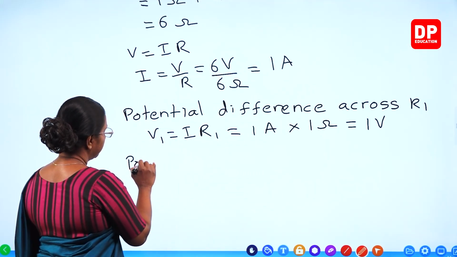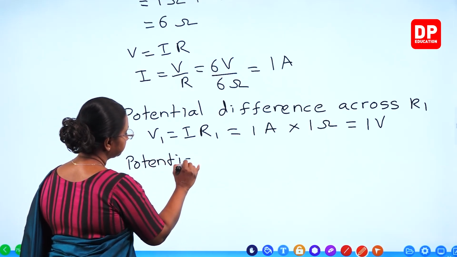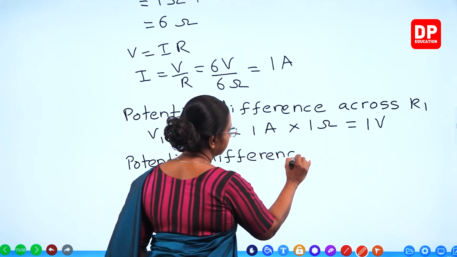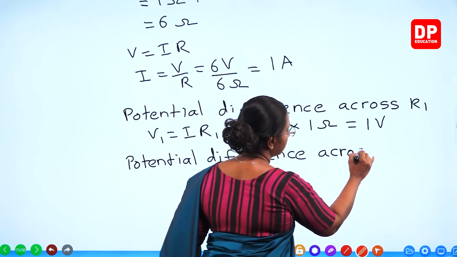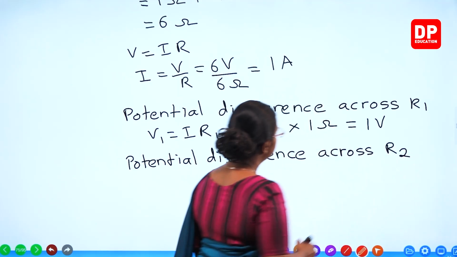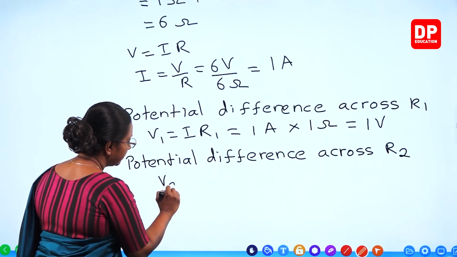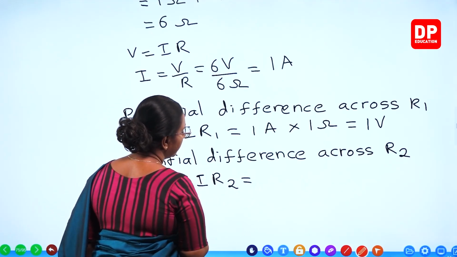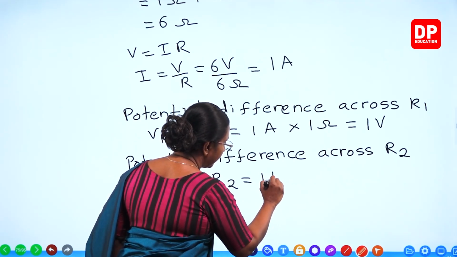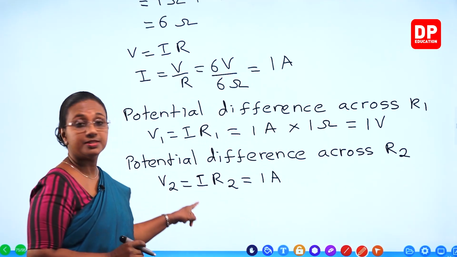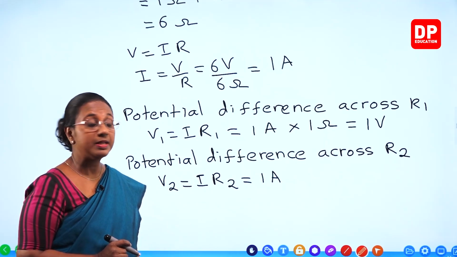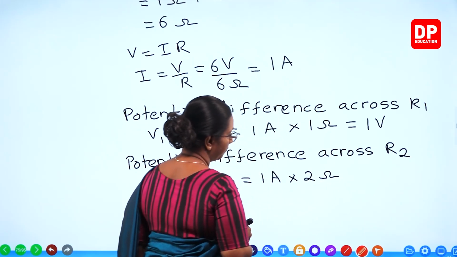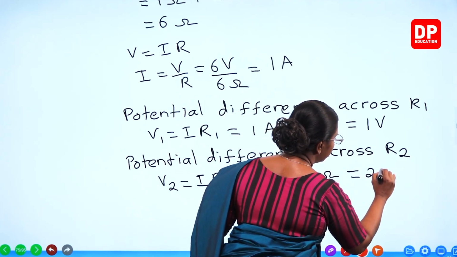Then potential difference across R2. That is V2 equals I into R2. That will be 1 ampere, same current. Current does not change in a series combination of resistors, but the resistance is different, 2 ohm. So here, 2 volts.